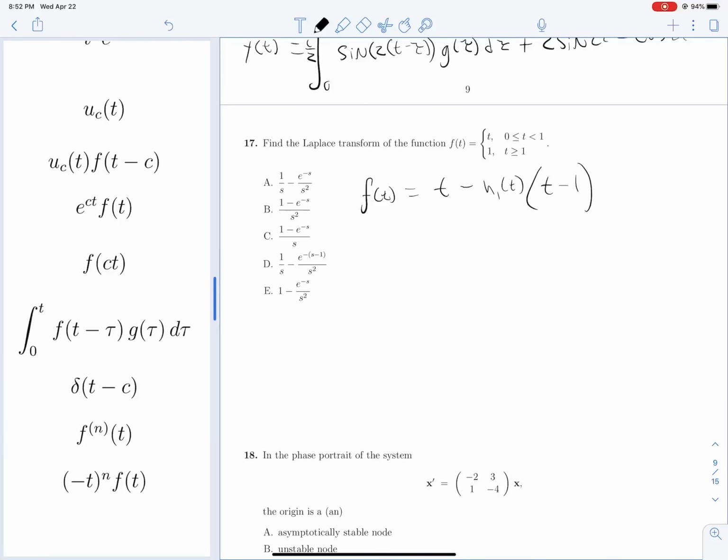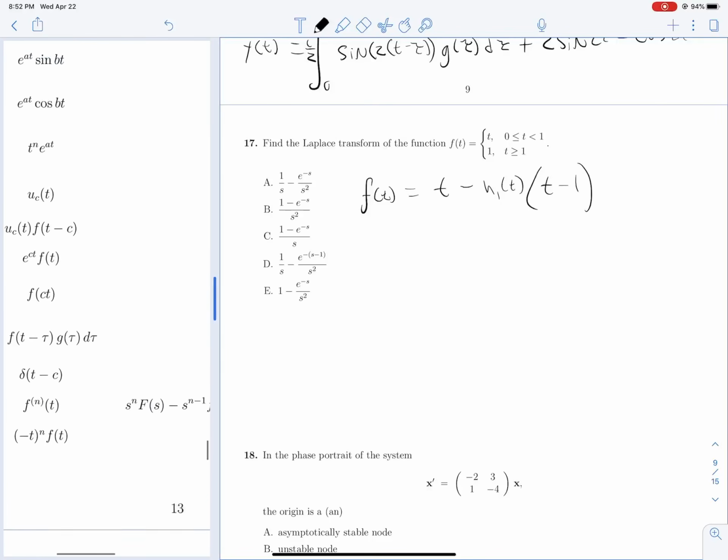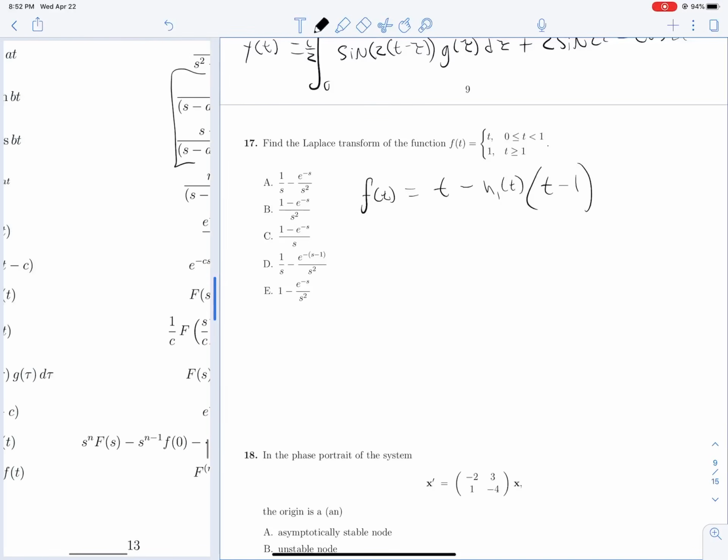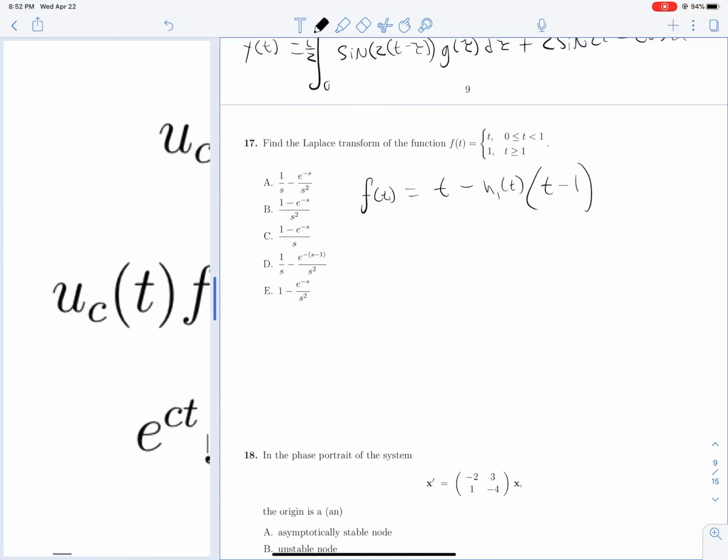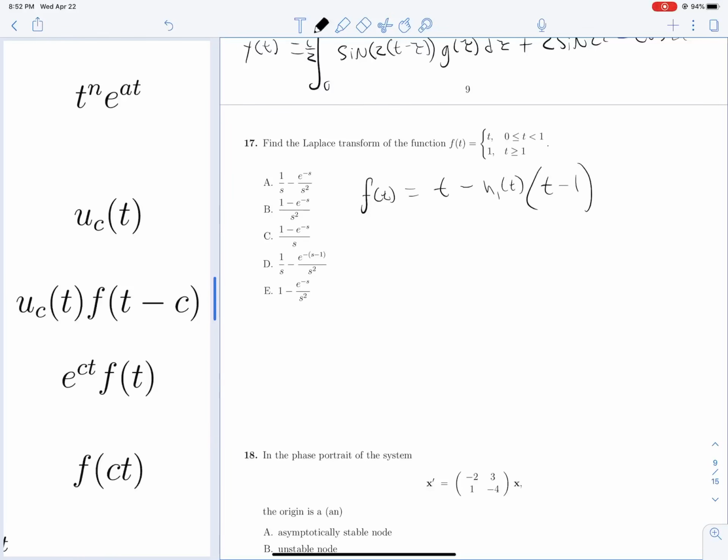When t is greater than or equal to 0 and less than 1, this thing will be off, so we'll just evaluate to t. When t is greater than or equal to 1, we will get t minus t plus 1, and that'll evaluate to our 1. This is the game we're always trying to play with finding Laplace transforms with unit step functions. We always want our unit step function to be multiplied by some function of t, where instead of t, we have t minus this c value for all of our t's.